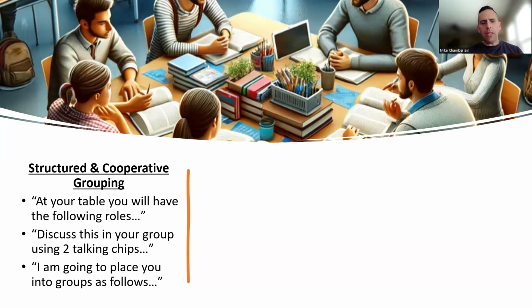The second prompt says, discuss this in your group using two talking chips. Talking chips are something you might use if you have students that are taking over every conversation and other students that are not participating. You can give everybody two chips. It can be a literal plastic chip or anything you want to use. As you say something in your group, you use a chip. When you say something else, you use a chip. And if you use two chips, in this particular one, you would be out of things to say. Now somebody else has to talk. You can do three talking chips, five talking chips. It's just a way to get everybody to participate.